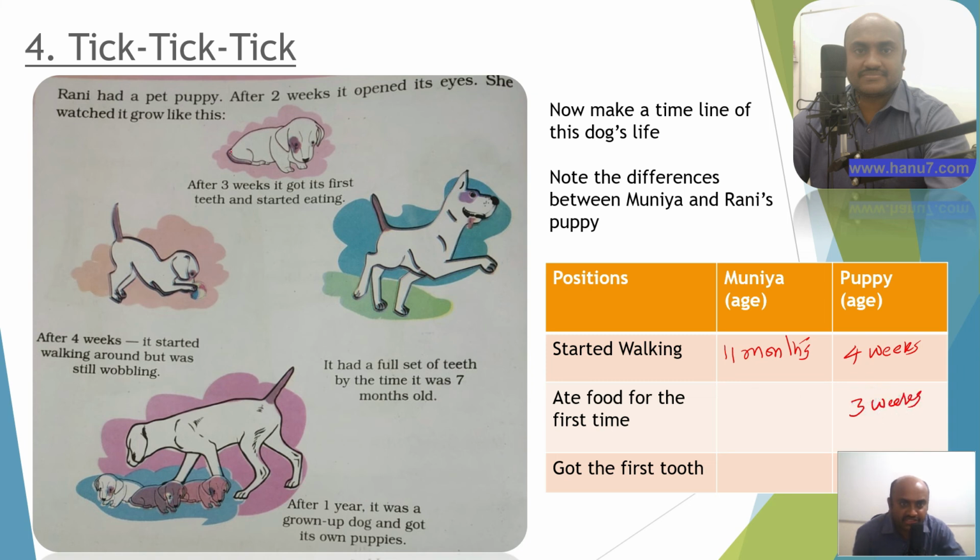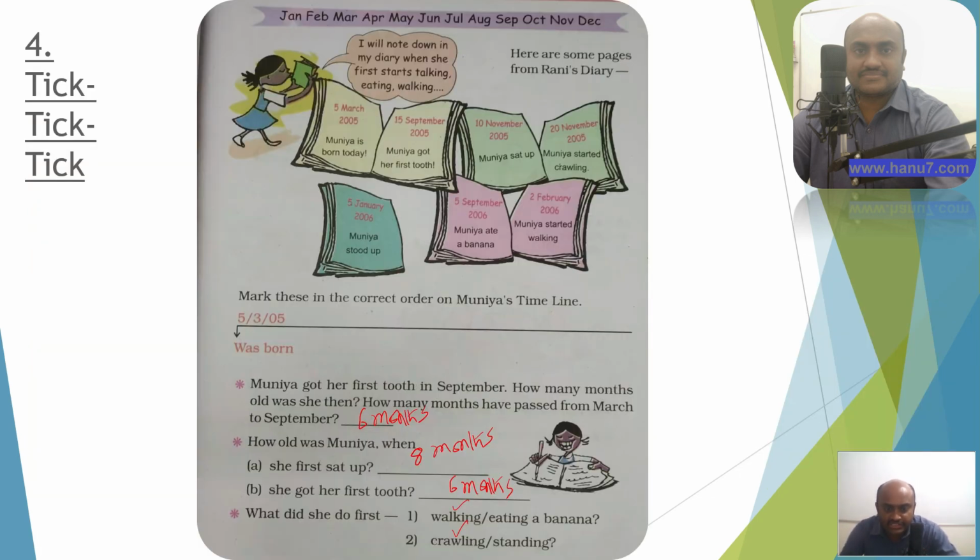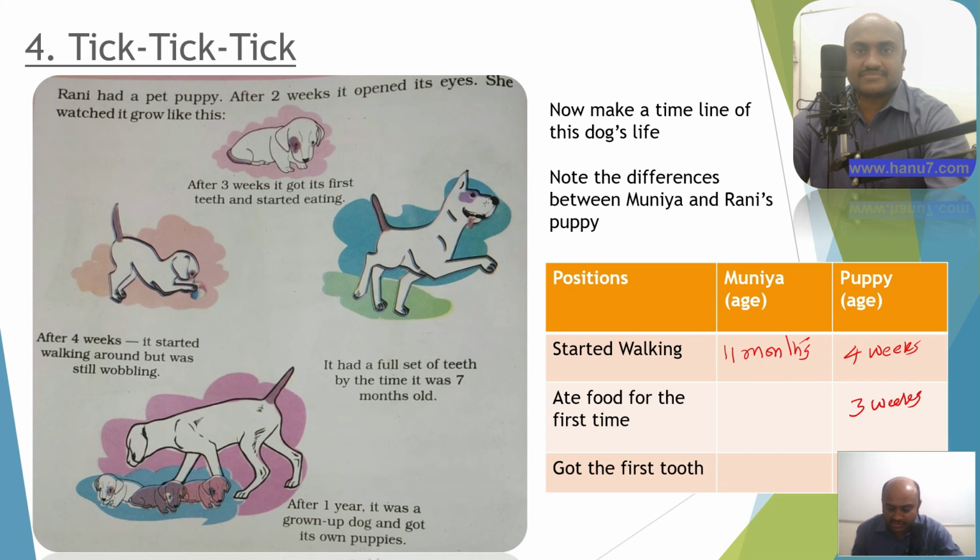It is mentioned here, right? 3 weeks. So what about Munia? When did she start eating? So we have already written she started eating banana in the month of September. Okay, so what could be the age at the time when she ate? So it is 1 year, 1.6 years, or otherwise 1 year 6 months.